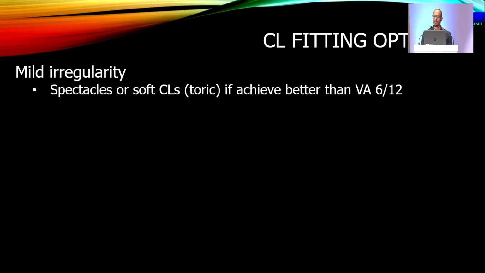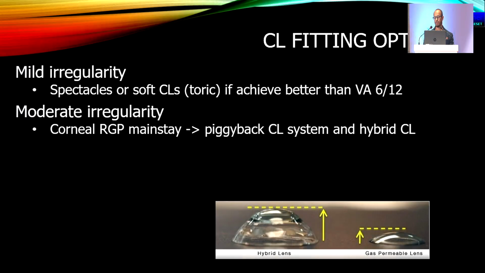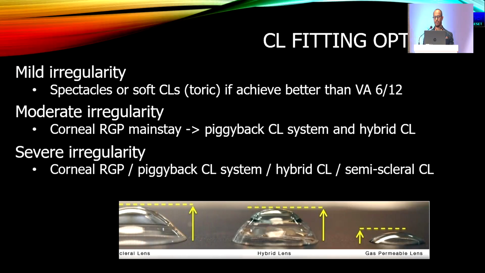Depending on the level of irregularity, we should consider different options. If it's a mildly irregular cornea, you can use spectacles or a soft contact lens if the vision achieved is better than 6/12. If there's moderate irregularity, we should consider things like RGPs or small hard contact lenses, but you can consider the whole gamut of contact lens options available. Effectively, what we need is to look at sagittal heights. That's how much irregularity a contact lens can correct. So an RGP being a small lens can only have a small sagittal height, so it can only correct mild irregularity. More severe irregularities need effectively bigger contact lenses, which have a bigger sagittal height, which can then correct for the irregularity.